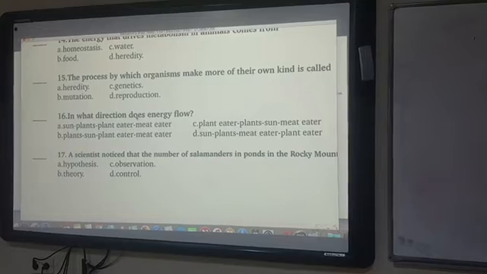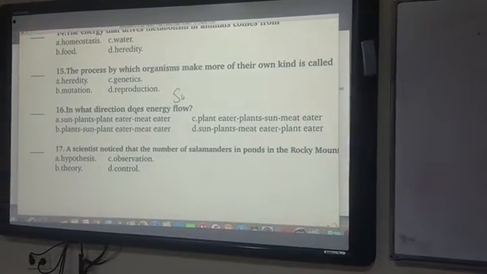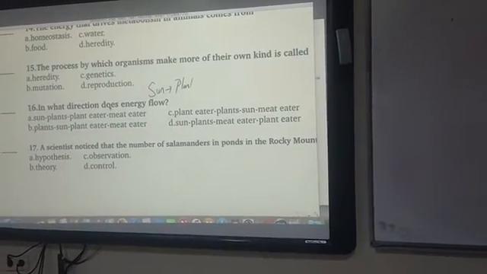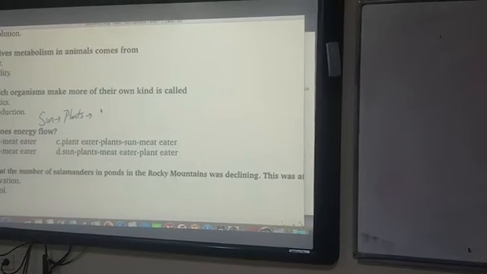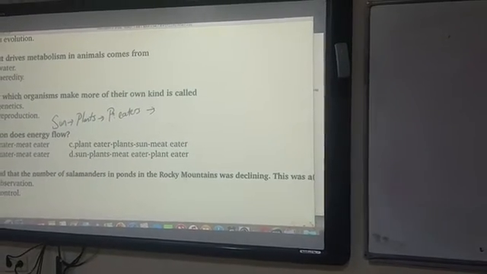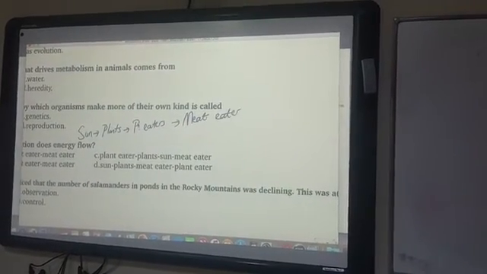What's the answer? The first step should be the sun. Then plants. And then plant eaters. And the last one, meat eaters. What about the next level?